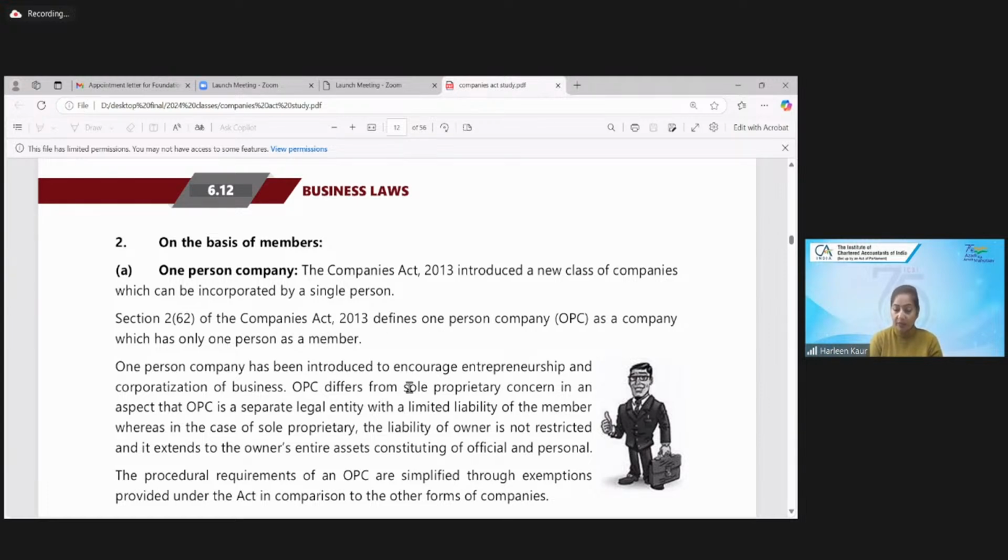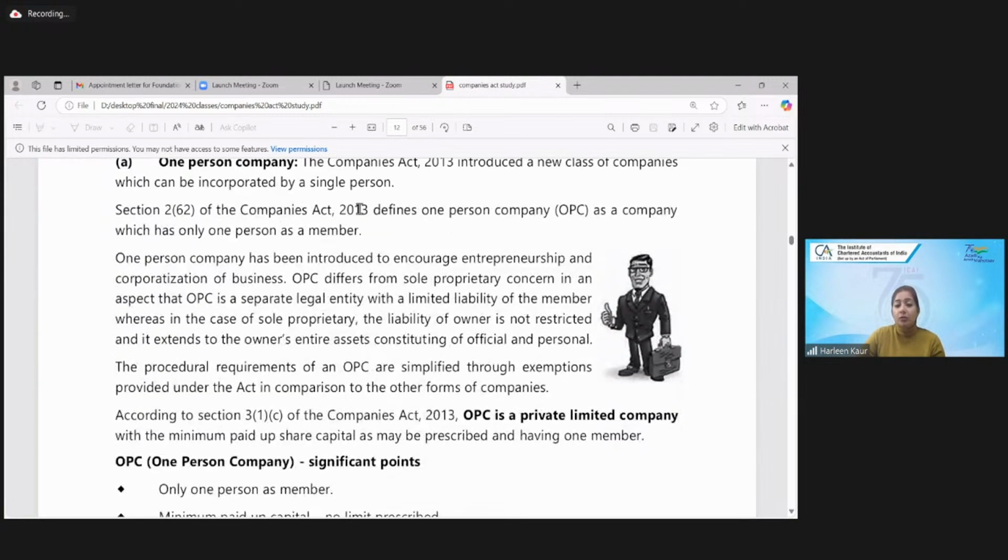Is that clear to everyone? If I'm a single individual, I cannot enter into partnership. If I'm a single person, I cannot have a company, because for a private company I need 2 people, and for a public company I need 7 people. So the government in the year 2013 thought, what about this single individual? Can you see this Uncle Ji holding a bag in his hand? This is a single sole proprietor.